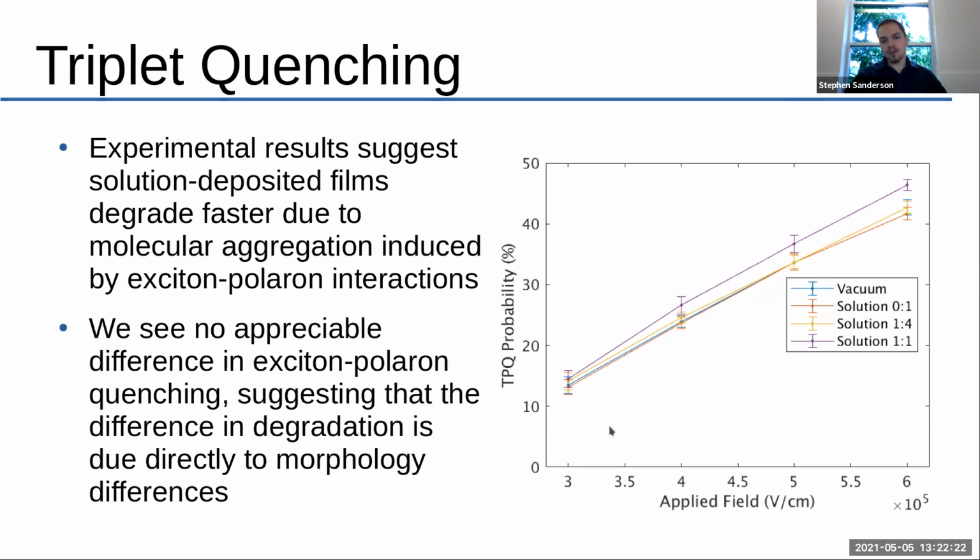Now, the important thing here is this is saying that there's essentially no difference in dynamics as far as we can tell. So the fact that we do see faster degradation in solution deposited films suggests that the degradation process is faster in those films because of the differences in morphology directly, not because of differences in the charge and exciton dynamics.